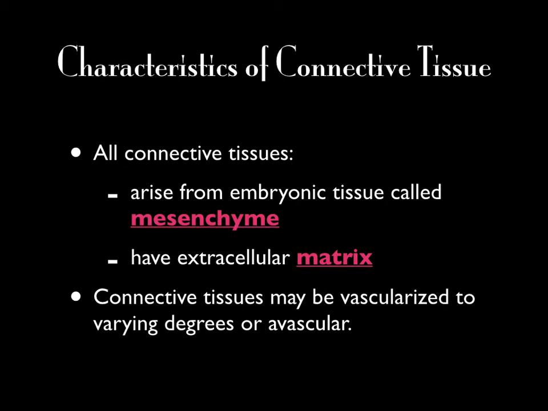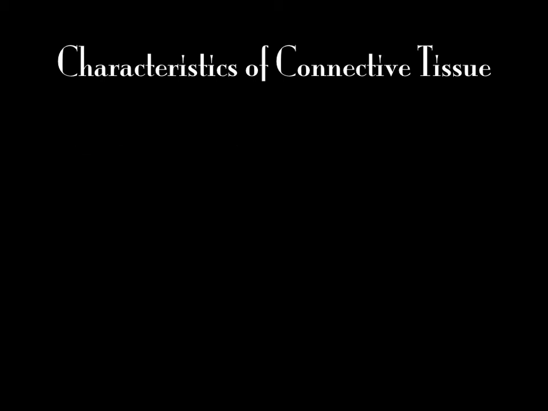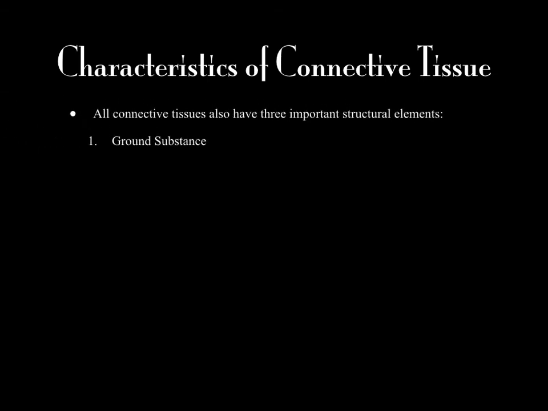Okay, in addition to the common characteristics that we just mentioned, all connective tissues also have three important structural elements. The first of which is the ground substance. Ground substance is important because it fills the spaces between cells and contains fibers. It's composed mostly of glycoproteins and sugars, and depending on the particular tissue we're talking about, the ground substance may have more of a liquid, gel-like, or very hard consistency.